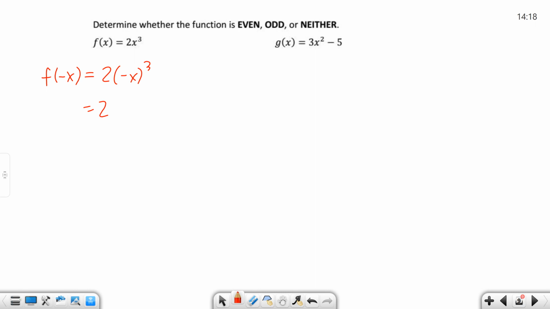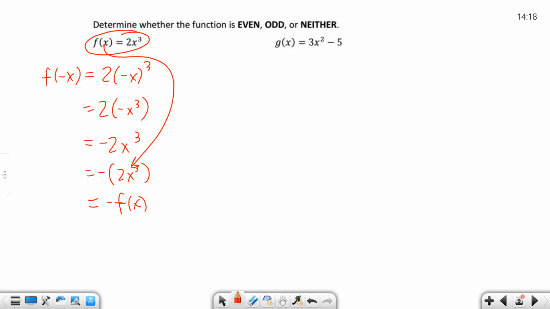So this is going to be negative x cubed, because a negative times a negative times a negative is negative, and x times x times x is x cubed. And then 2 times negative x cubed is negative 2x cubed. This is simplified, y'all. That's going to be negative f of x, right? Because f of x was 2x cubed. So I can take f of x and plug in for that.